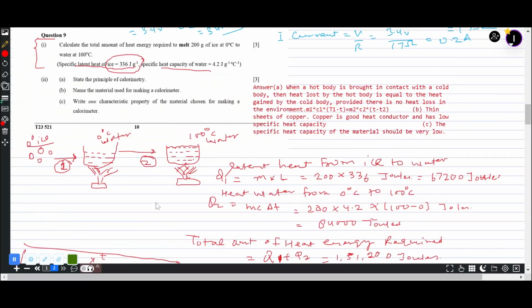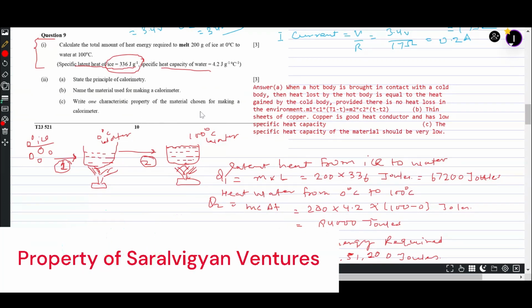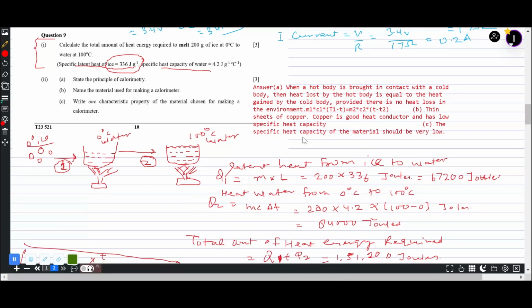Next, name the material used for making a calorimeter. Thin sheets of copper are used for making calorimeter. Why? Because copper is a good heat conductor and has low specific heat capacity, so it gets hotter or colder faster. Then you have another question, which says write one characteristic property of the material chosen for making it. So specific heat capacity of the material should be very low. So all the three parts are answered in this.